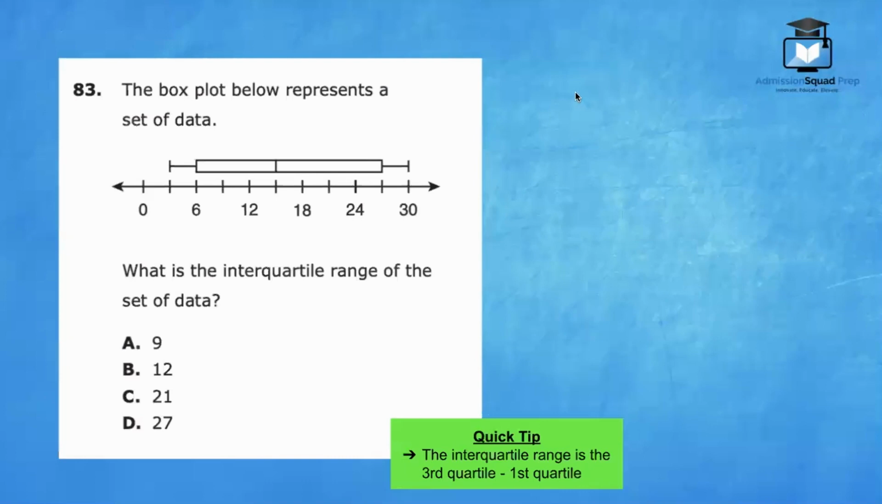Students, in this video, we will review questions number 83 through 87 of the 2024 SHSAT Practice Exam, Form B. Grab a notebook and pencil, and let's get started.